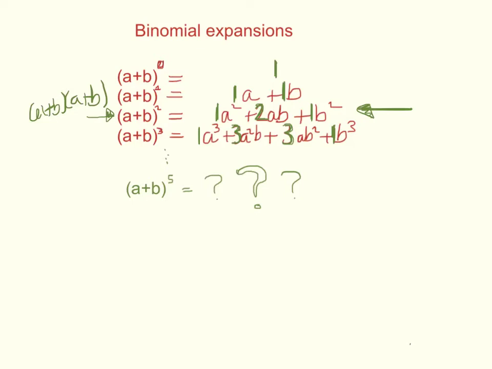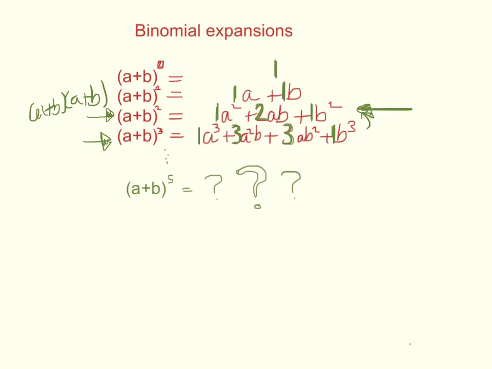And then the next one down, well, you can check it if you like, you just do the one above and times it by a plus b, so expanding the brackets again. But what we want to do now is to find a theme. So we're going to try and jump ahead a bit to a plus b to the power of 5. So let's look at what's going on here.